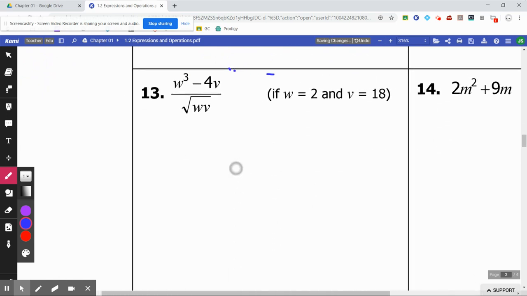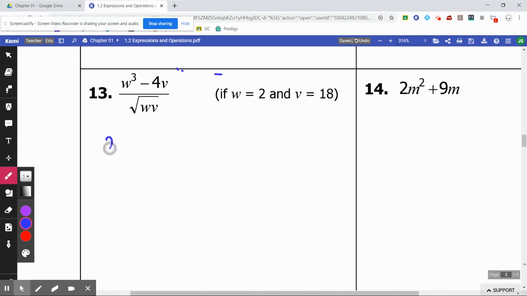Number 13. W to the third, and that would be 2 to the third. Really not necessary to put parentheses there. Minus 4 times 18 over the square root of W times V. And now since this is inside of some grouping symbols, if you'd like to go ahead and do W times V, you can to clean it up a little bit ahead of time.